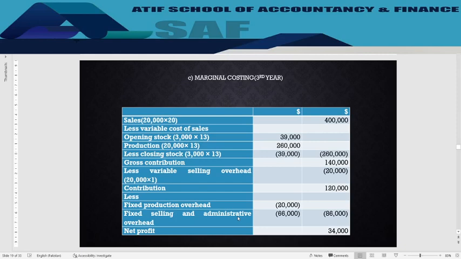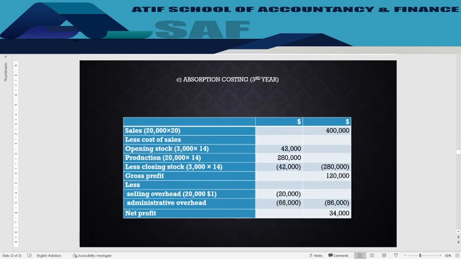After deducting this variable cost of sales from sales figure, we will get the gross contribution of 1,40,000 less variable selling overhead of 20,000 gives us a contribution of 1,20,000 less the whole fixed production cost and whole fixed selling cost gives you a net profit of 34,000. In the absorption costing, the sale revenue remains the same. Opening stock plus production minus closing stock gives you the cost of sales. Remember, there is no over or under absorbed overhead, as our actual capacity is equal to normal capacity of 20,000 units.